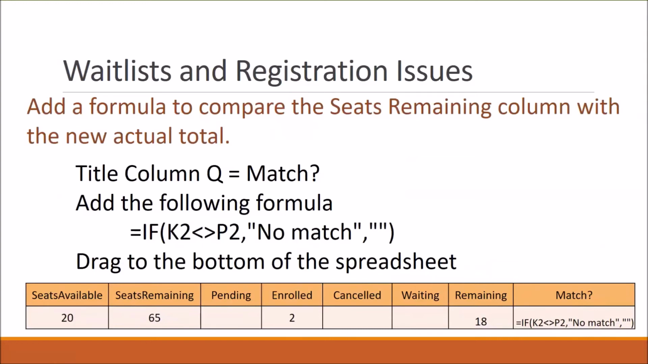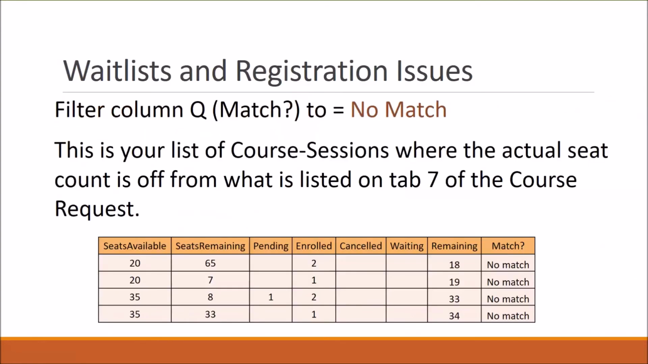And I'm going to end up with my spreadsheet like this, and I'm going to filter specifically that column Q, the match one, just to show me the results that do not match. And then I know I'll have a list of the sessions and the courses that I might want to go back and clean up, so to speak.